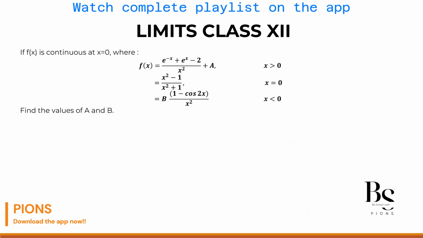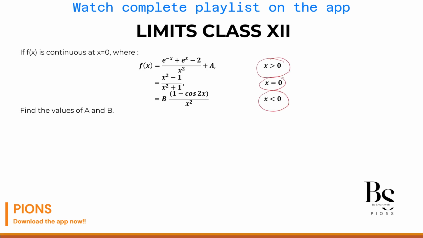Okay. Our next question is over here. The question says if the function f of x is continuous at x equal to 0, it's given it's continuous, then find the value of a and b. Then we have to simply figure out the value of a and b if it is already continuous. So we will follow the same method. This is our right hand limit, this is our left hand limit, and this is our central limit.